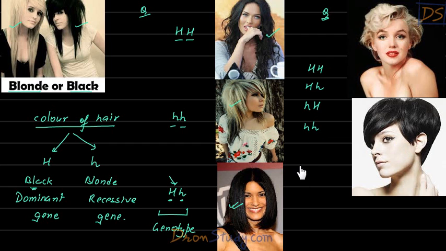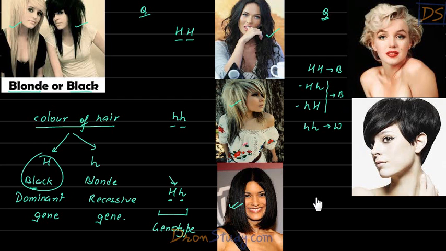Right, students? If this is the genotype, the color of hair will be black. If this is the genotype, the color of the hair will be white, which is basically blonde. And in these two cases, the color of the hair is black. This capital H is a dominant gene, so that will decide the color, and according to that, the color should be black. So if the genotype is either this or this, the color is black, right, students?